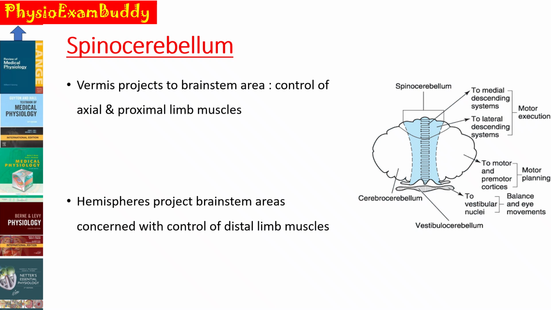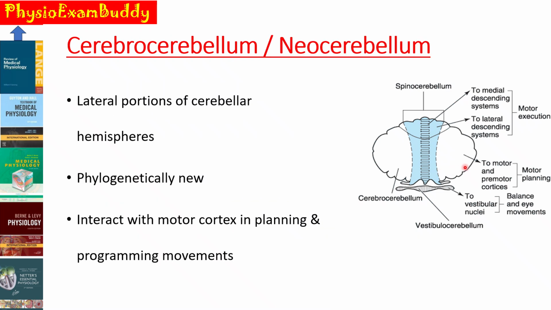Next is about the cerebrocerebellum or the neocerebellum. It includes the lateral portions of the cerebellar hemispheres, these white colored ones, and they are considered to be phylogenetically new. That is why it is also known as neocerebellum.